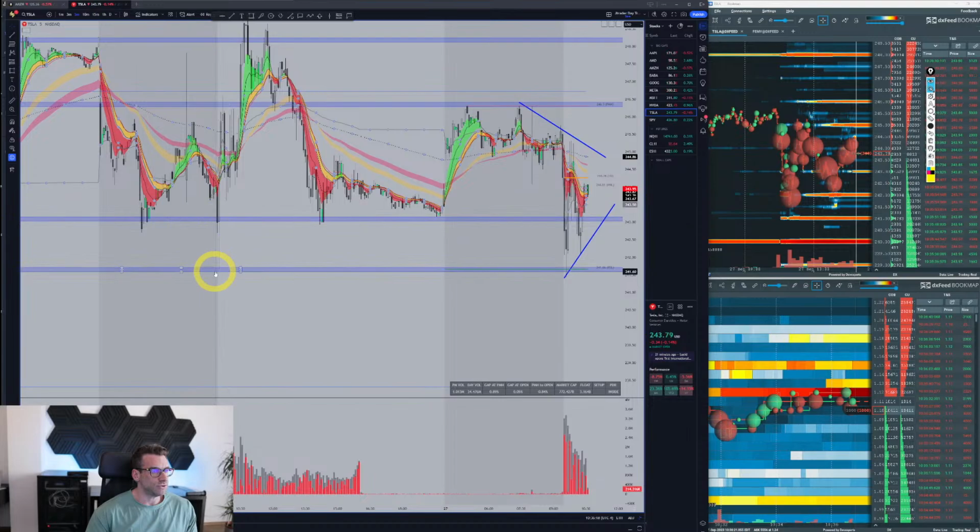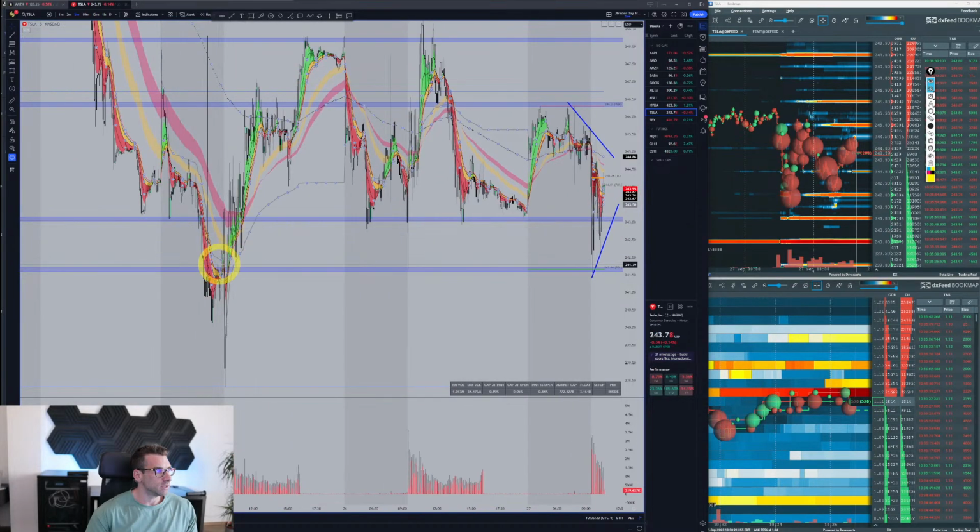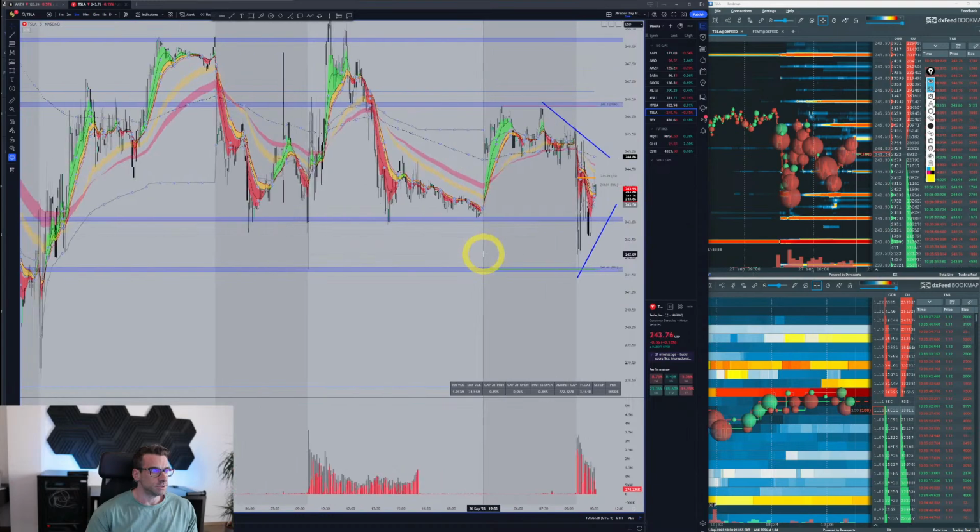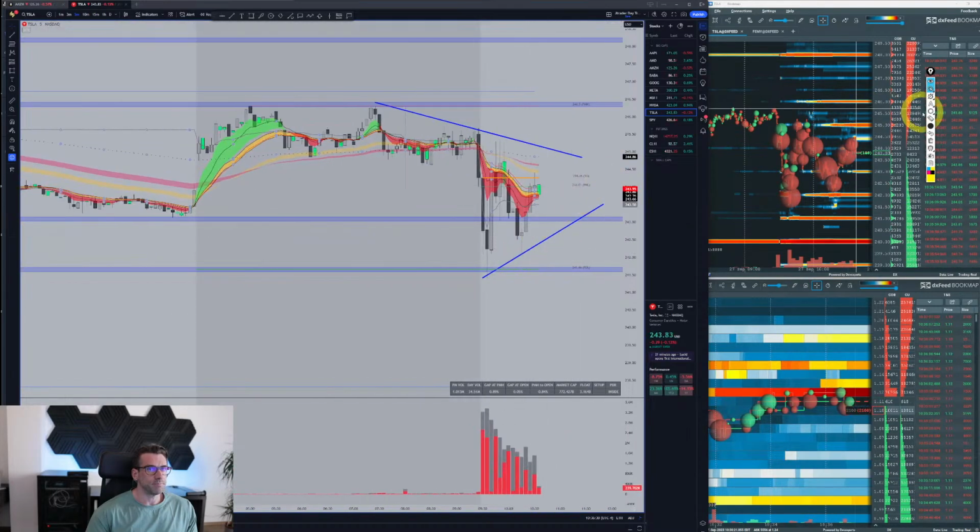Yesterday's low, we have at 241 and 60. The previous day, we have a big support at level 241 and 60. You can see over here the liquidity that was traded. So simply wait over here.